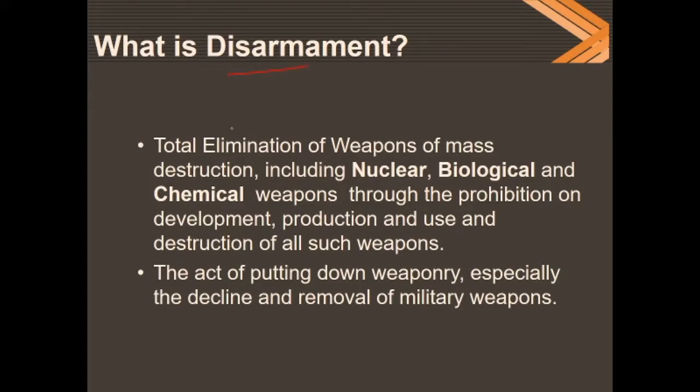Disarmament means total elimination of weapons of mass destruction, including nuclear, biological and chemical weapons. So how can disarmament eliminate those weapons of mass destruction? Through the prohibition on development, production and use, as well as destruction of all such weapons. So that is what disarmament means. It is the act of putting down weaponry, especially the decline and removal of military weapons. That is the concept of disarmament.